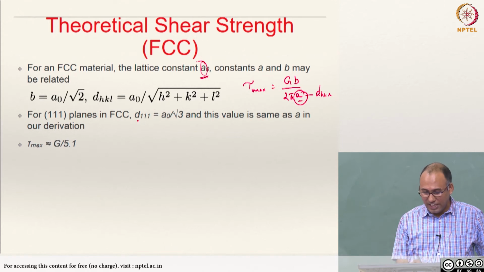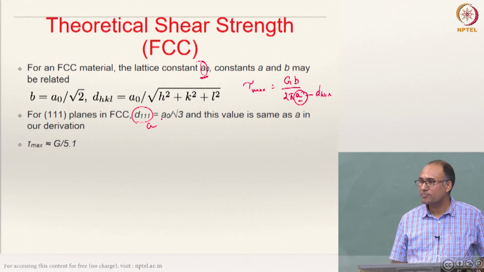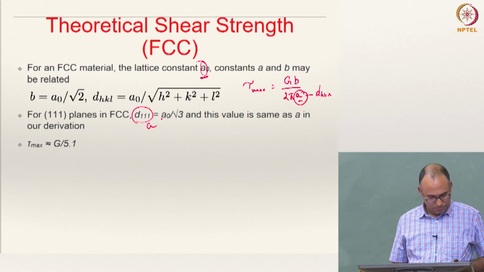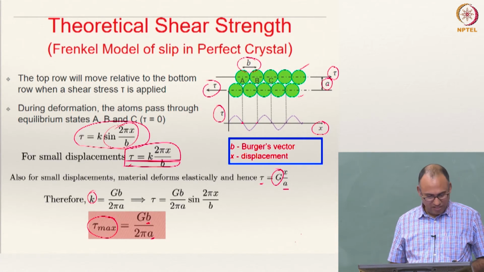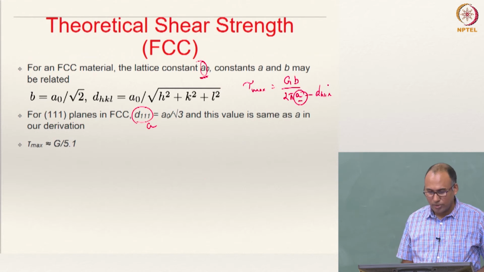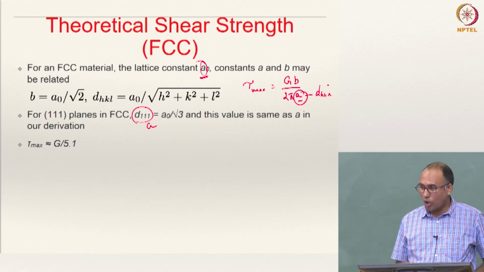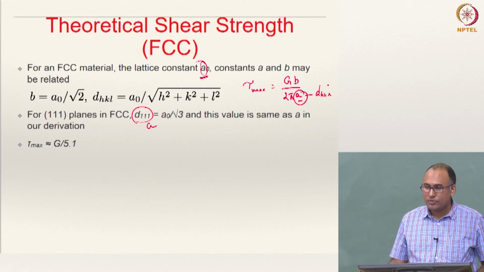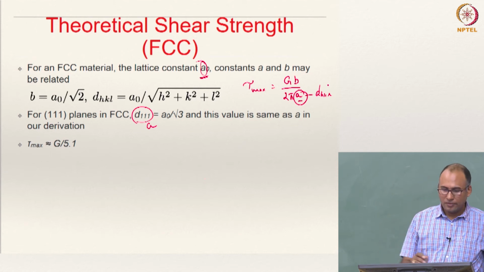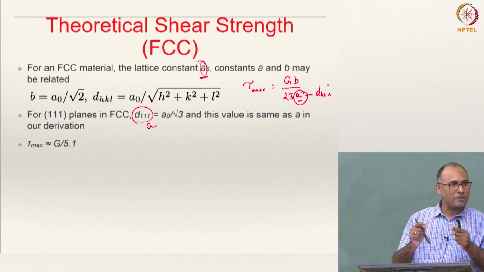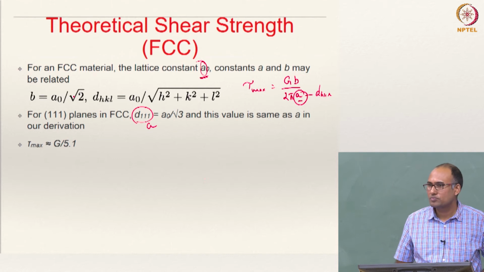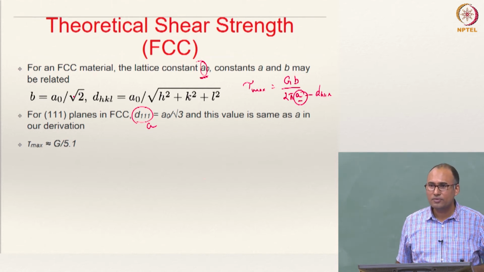So that is actually our A in the previous figure. This A is our d_hkl, so A is your A0 by root 3, and then tau max equals Gb by 2 pi A, and b can be, for an FCC crystal, the interatomic spacing will be A0 by root 2. In FCC you can see that, right. Are you able to see that?